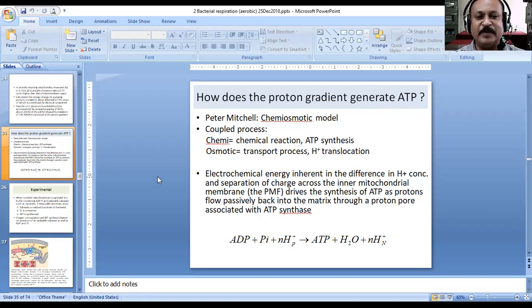One is a chemical reaction of ATP synthesis, and the other is the osmotic transfer process. It is a membrane dependent process where the protons are translocated from the inside of the mitochondrial matrix to the intermembrane space, that is, between the outer membrane and the inner membrane. When the protons are translocated there, a large concentration of protons builds up there.